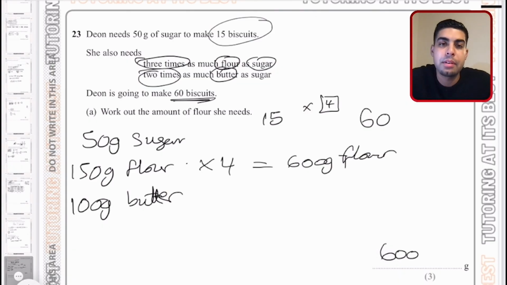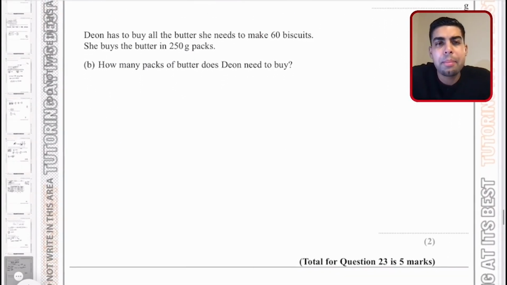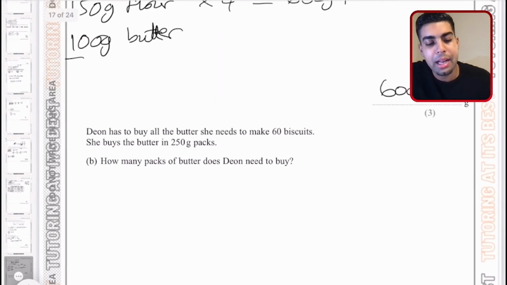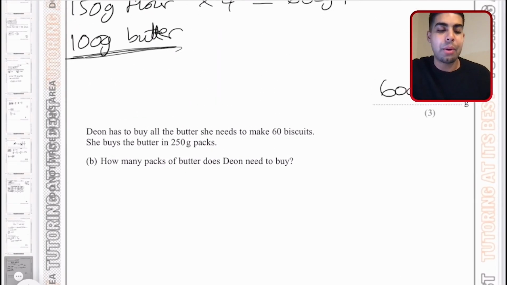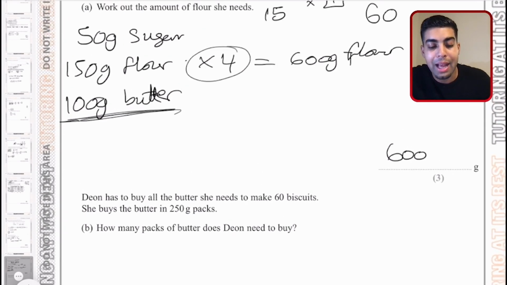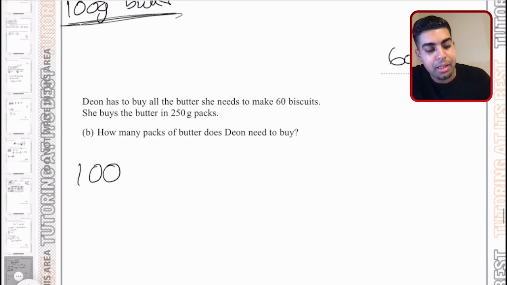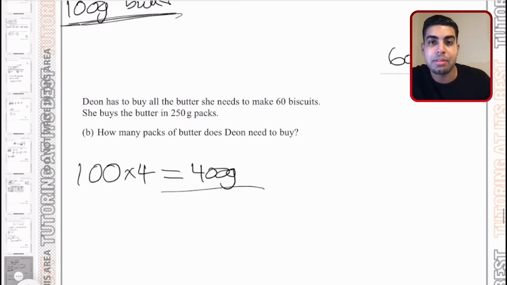600 grams. However, the next part mentions that Dion has to buy all the butter that she needs to make 60 biscuits. And she buys the butter in 250 gram packs. And how many packs of butter does Dion need to buy? Now we know that from our previous question that our butter was 100 grams. So again, as we multiplied our flour by 4, we're going to do the same thing to 100, times that by 4, and that gives us 400 grams.